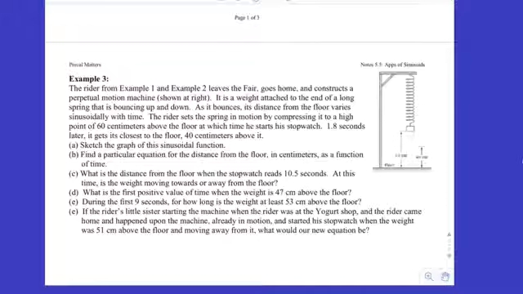Cool beans. 1.8 seconds later, it gets its closest to the floor, 40 centimeters above it. So think about that. He compresses it, he lets it go, and almost 2 seconds goes by before it's all the way stretched down to the bottom. That is a slow-moving spring, isn't it? Yeah, but he built it, so I guess he wanted it to be that way.